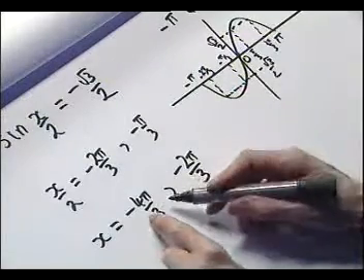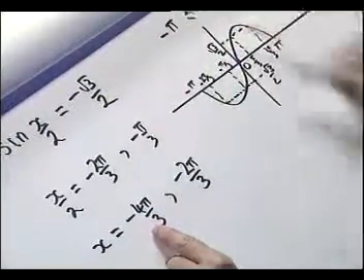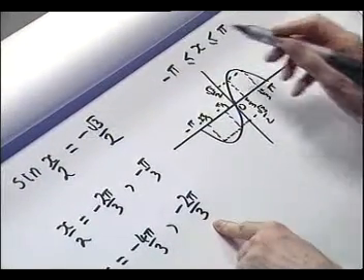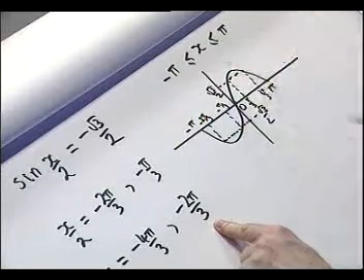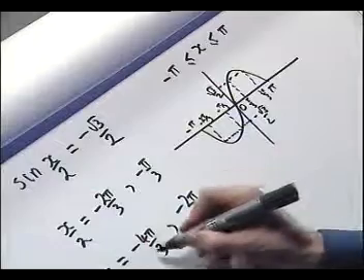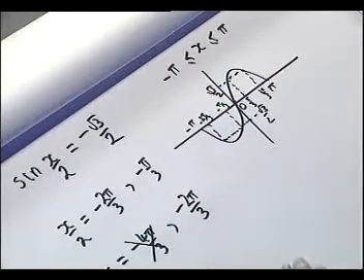Let's just check on these values. How do they fit with the given range? Well, this one, minus 2 pi by 3, is in that given range. This one is outside, so we don't want that one.